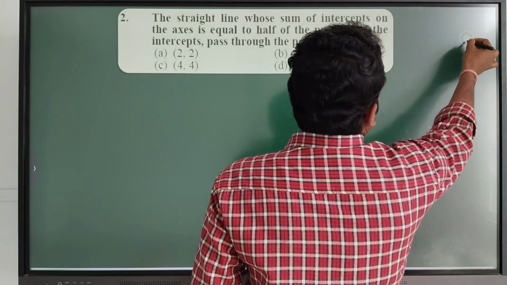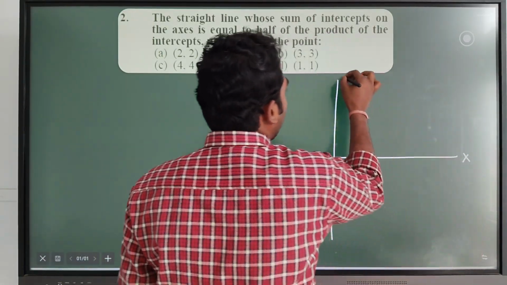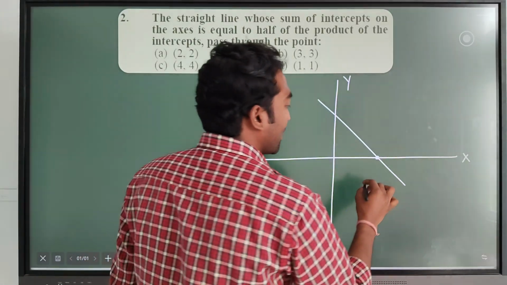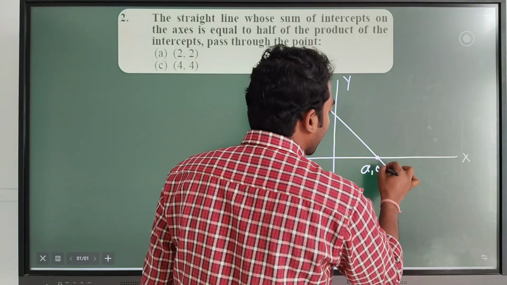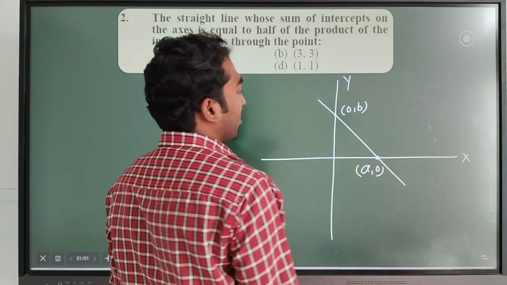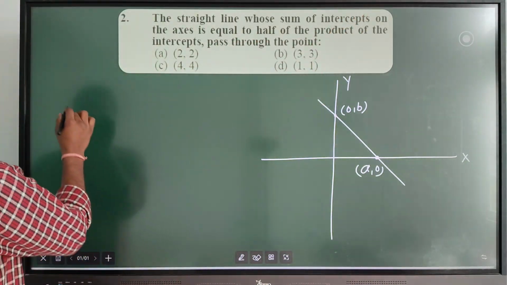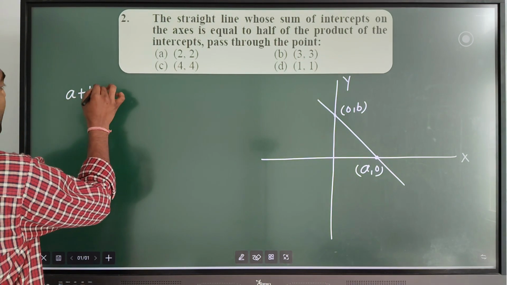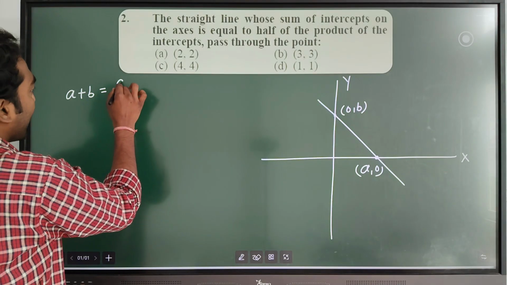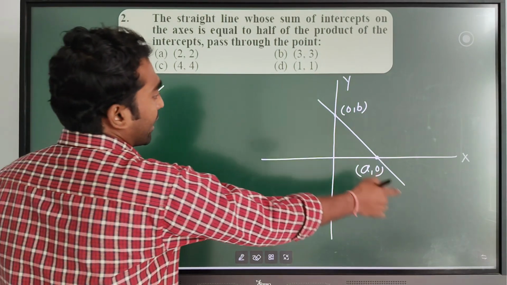suppose the coordinate axes are the x axis and y axis, and the straight line is this. The intercept on the x axis is (a, 0) and the intercept on the y axis is (0, b). Now what will be the condition? The sum of the intercepts, which means a plus b, becomes equal to half of the product of the intercepts, which means ab divided by 2, and this will be the condition for that straight line.